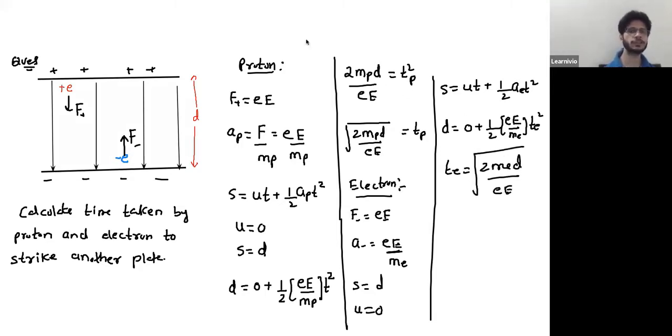This e is in subscript. Okay, this shows mass of electron. This e is in subscript, twice the mass of electron into d. So this is the time taken by proton to reach this plate, and this is the time taken by electron to reach the plate.